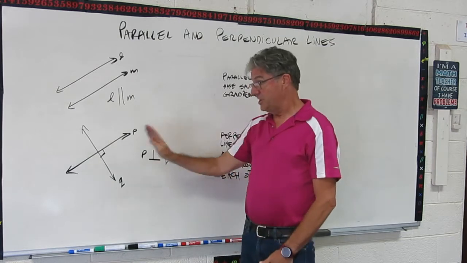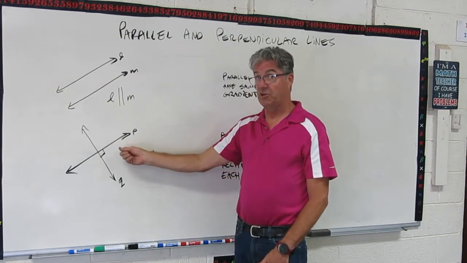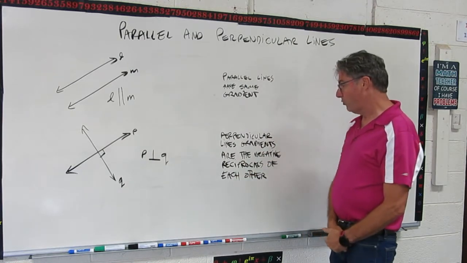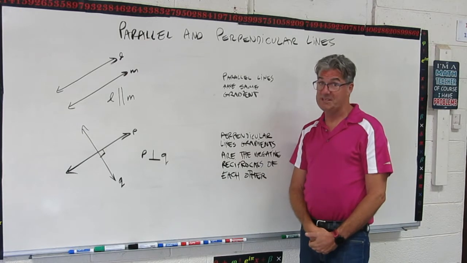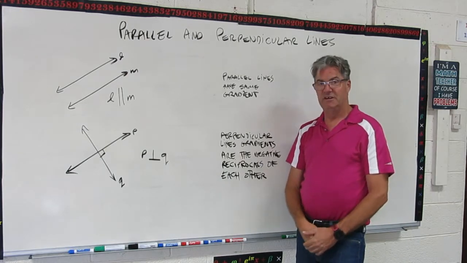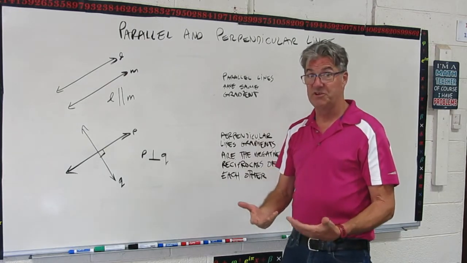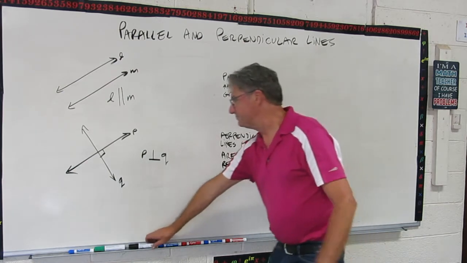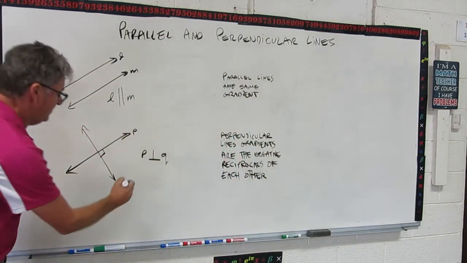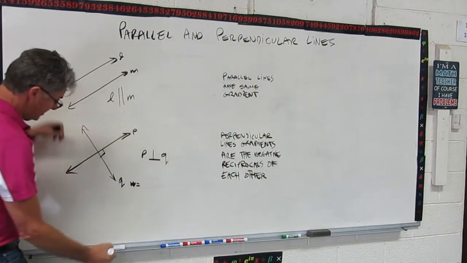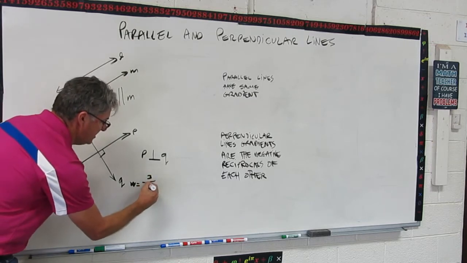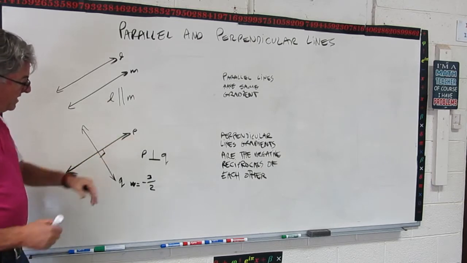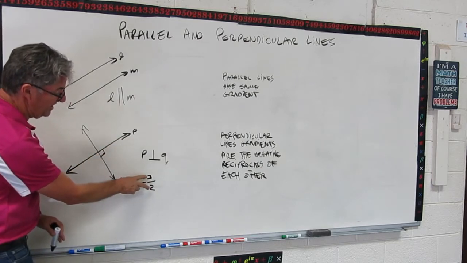Okay, now there's an added complexity with perpendicular lines that we need to look at. First off, check this out. Perpendicular lines have gradients that are the negative reciprocals of each other. Now that sounds like a bunch of gobbledygook coming out in words. In math, it's actually not so bad. Let's take a look at what that might look like. Let's say that the slope for Q, it's a negative line, and we're going to say it's -3/2. So that's my slope for Q. What that means is that the slope for P is going to be the negative reciprocal of -3/2.